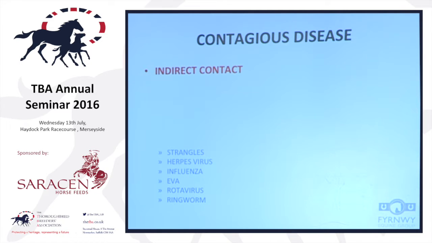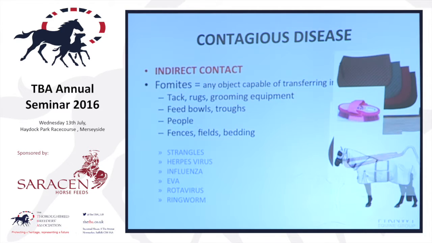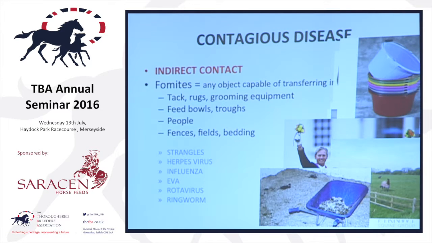Indirect contact brings in the notion of fomite. So a fomite is basically anything and everybody. So everything that's in your tack room, feed bowls, troughs, people, and then bedding, muck, that sort of thing. So depending on the disease, again, you can spread it between horses without them having to directly contact one another. Strangles is very good at doing this. Herpes is very good at doing this. Rotavirus as well. We know bedding is a big source of infection there. And it's important to think about how these things are spread in terms of how best to contain the different diseases.